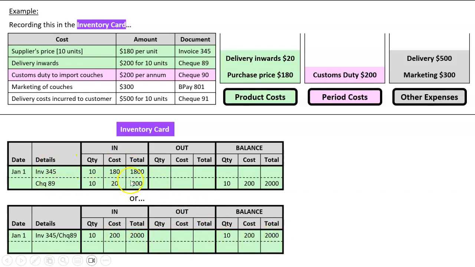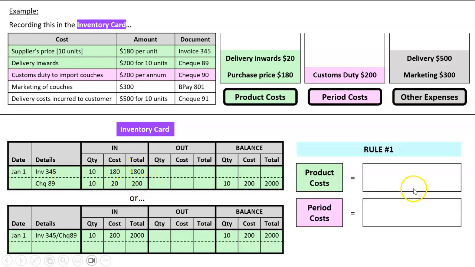I like to do this one because it shows all the different product costs. It shows that the cost of these couches is actually two things, purchase price and delivery inwards, but it doesn't matter. But rule number one with product costs is they are recorded in the inventory card, whereas period costs are not recorded in the inventory card. So that's really important. You can see the customs duty here was not allocated to each unit, so it would never appear in that inventory card.